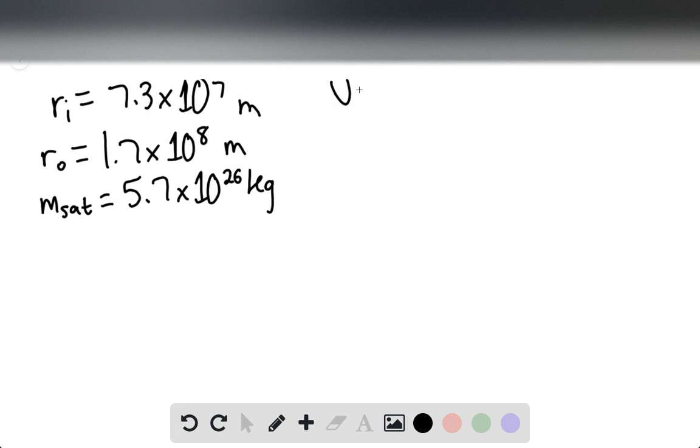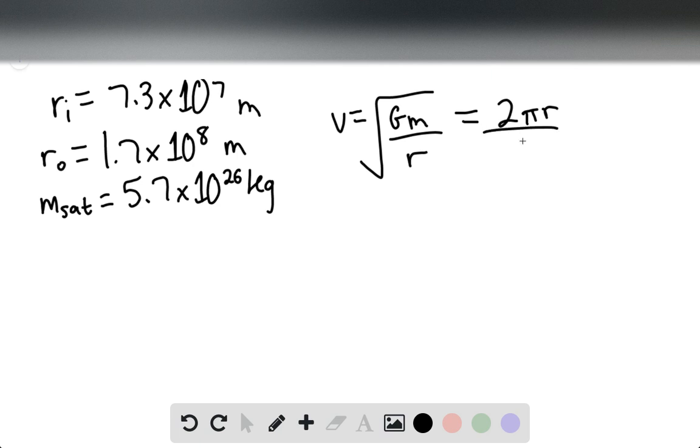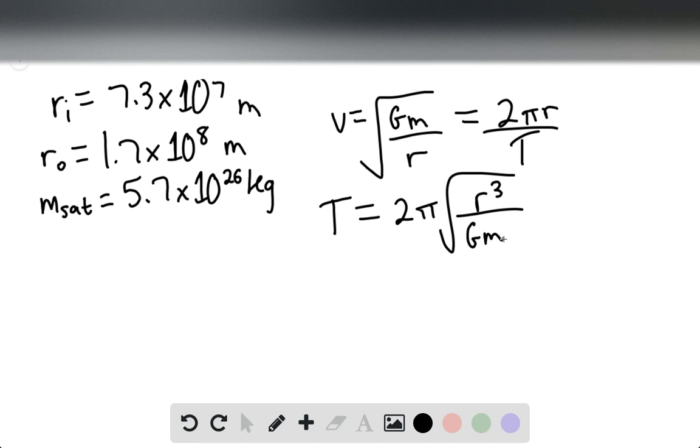So we know that the velocity is going to be dictated by the equation, we'll say, and we know that this is also equaling 2 pi r divided by t. So we can solve for t and say t, the period, is going to be 2 pi times the square root of r cubed divided by G times M, the mass of the planet. And so we can figure it out.